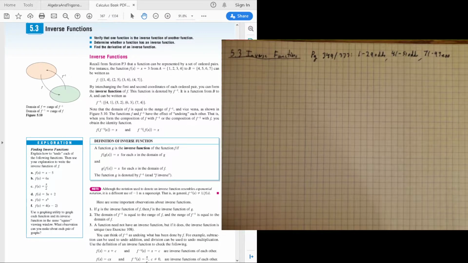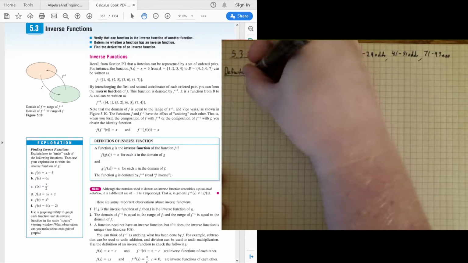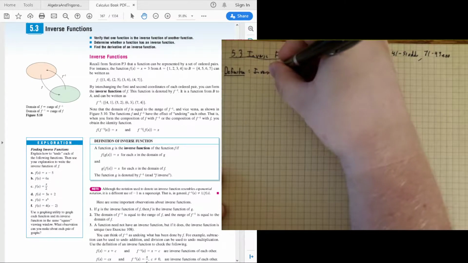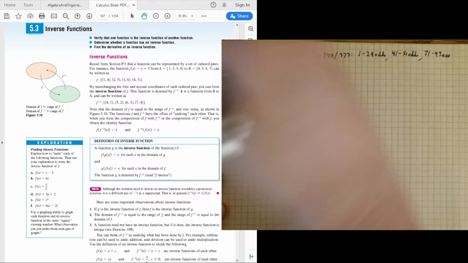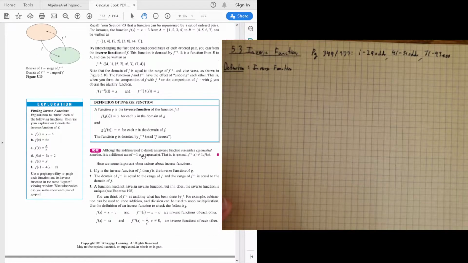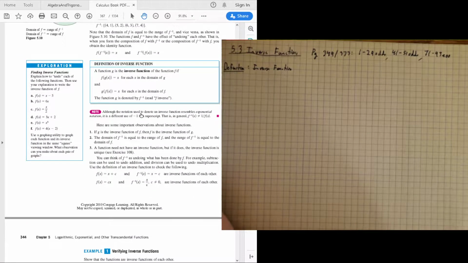So let's start by talking about the definition of an inverse. Now, we're going to start by talking about the definition as listed in the book, but then afterwards we're going to spend more and more time talking about the more colloquial versions of a definition, the ways you can think about this definition.